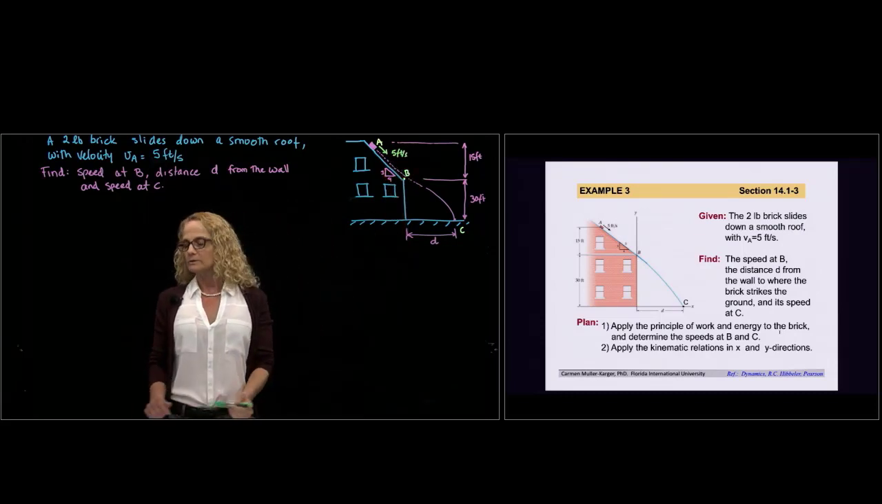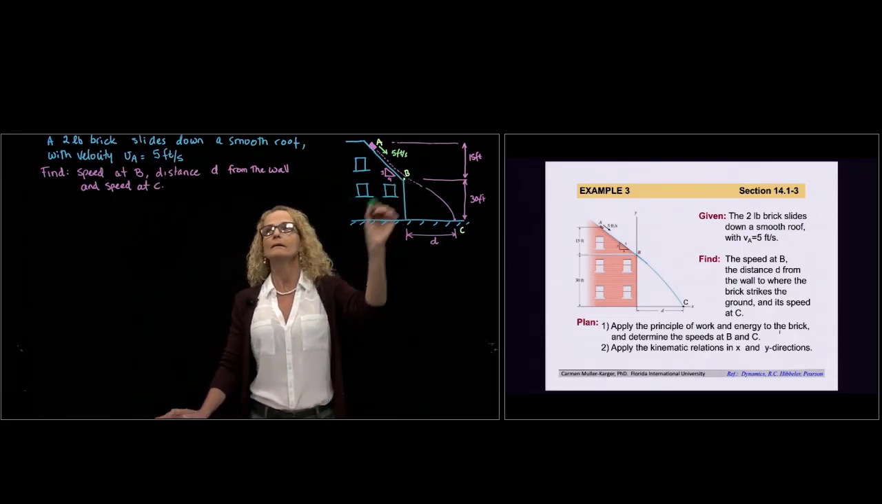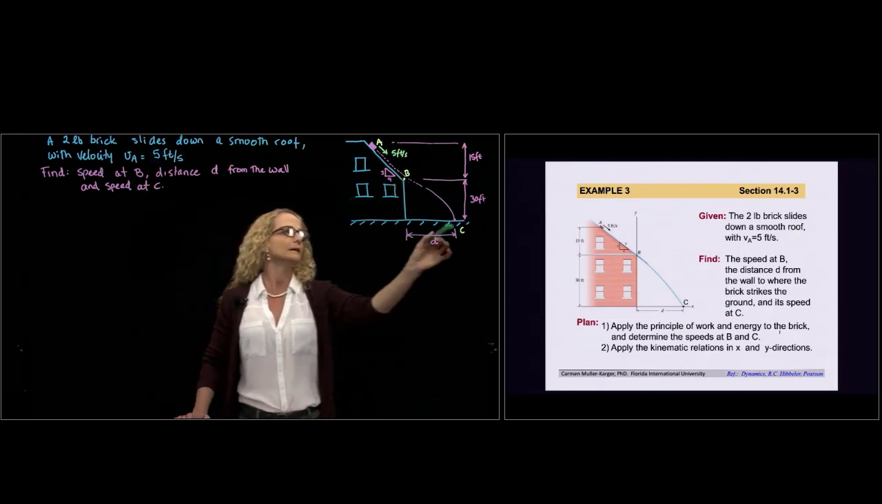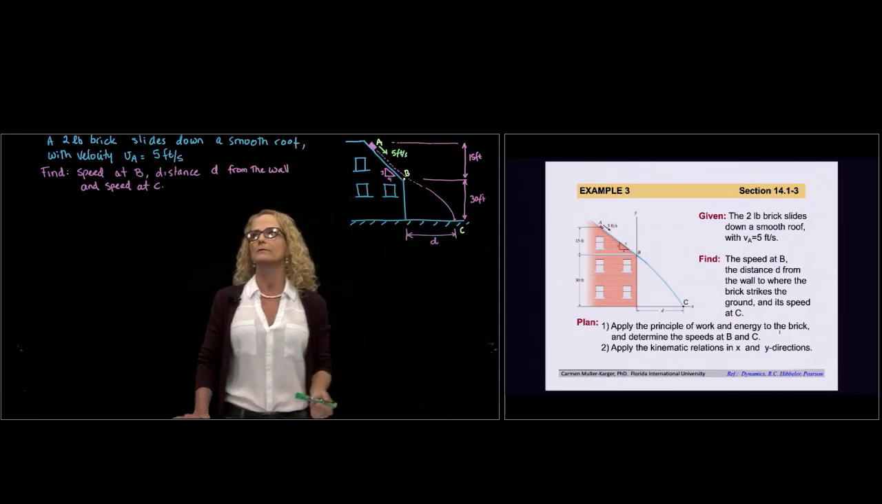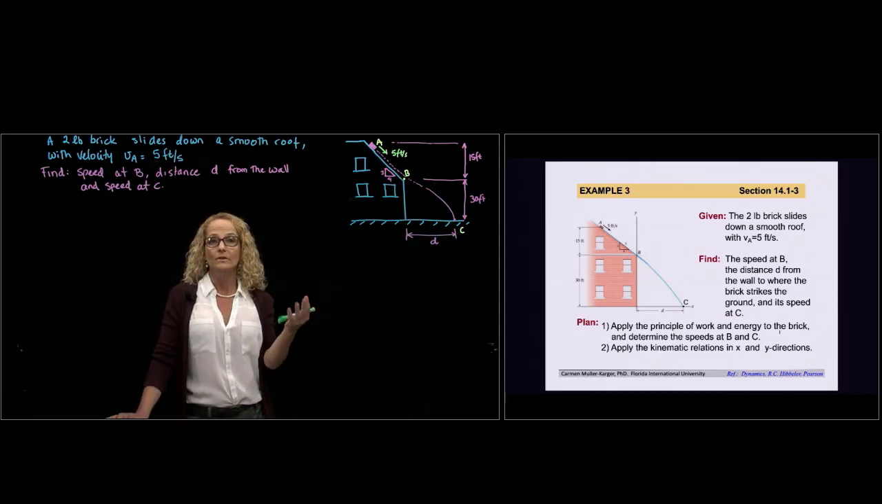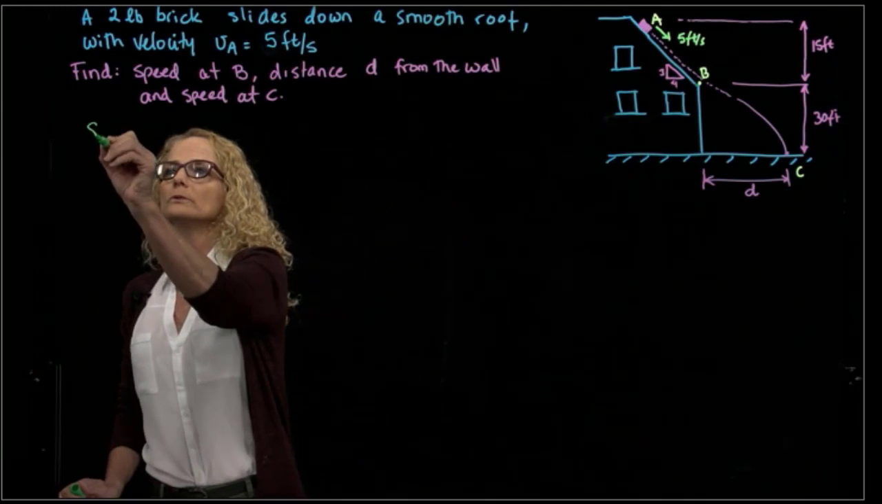They want us to find the speed at point B, the speed at point C, and the distance from the wall to where it hits the floor. There are several ways to solve this problem, but we will solve it using the principle of work and energy. So the solution.